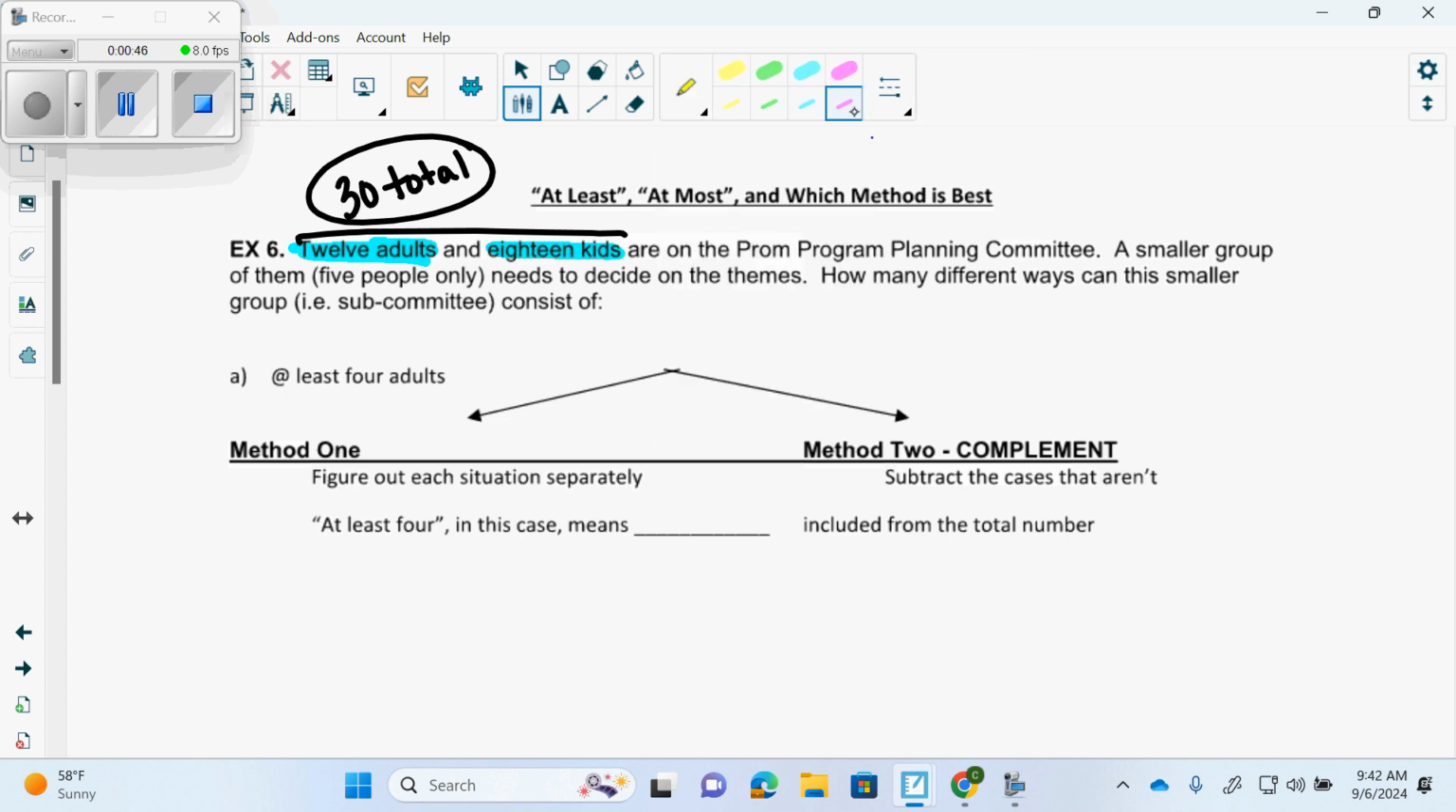Are on a prom program planning committee. A smaller group of them, 5 people only, needs to decide on the themes. How many different ways can the smaller group consist of at least 4 adults?